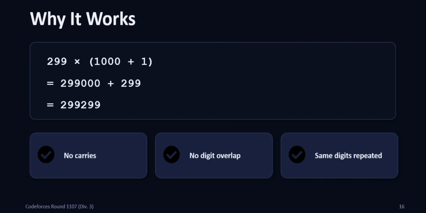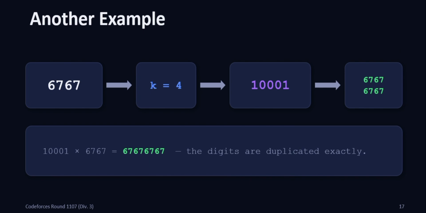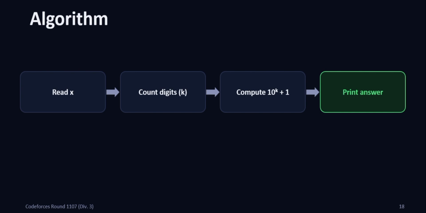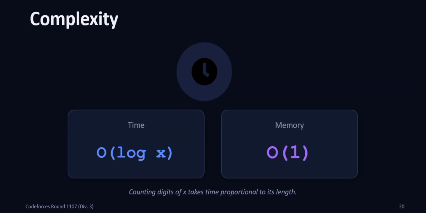So we can check it. When we multiply the two numbers, it's also a good integer, so both y and the product are good. For another example, you can write a lot of test cases and check it. It will work for you also. So the algorithm is simple: read X, count the digits, and compute the power. The complexity is O(log X), and the memory is O(1).